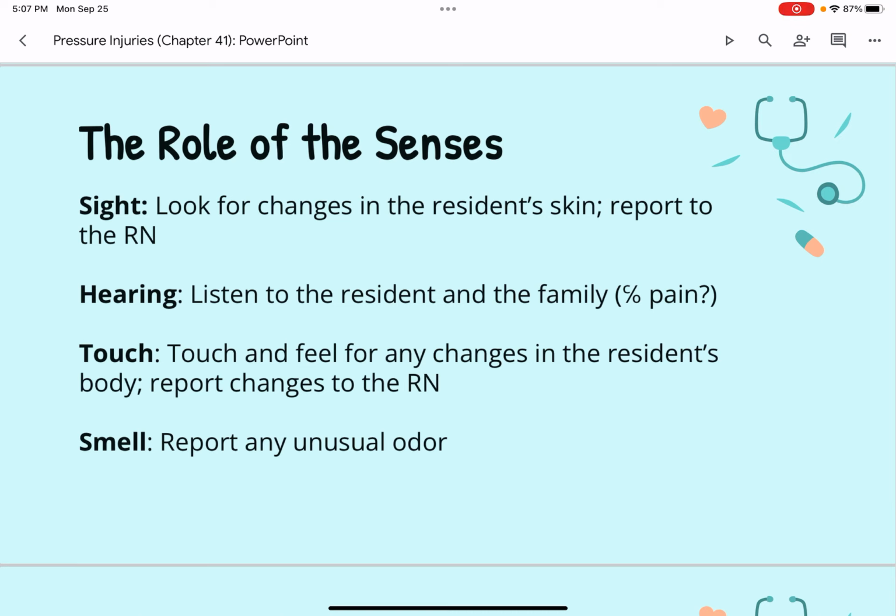The senses have a role in helping identify pressure injuries. For sight, look for changes in the resident's skin. Report to the RN. For hearing, listen to the resident and family. Are they complaining of pain or discomfort? For touch, touch and feel for any changes in the resident's body. Report changes to the RN. Smell, report any unusual odor.